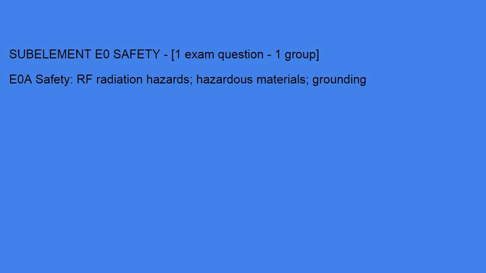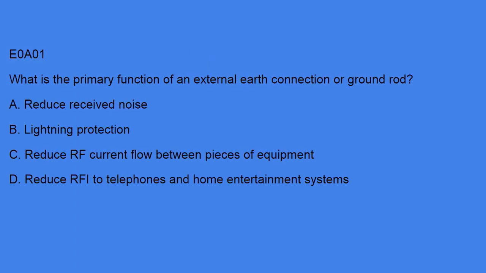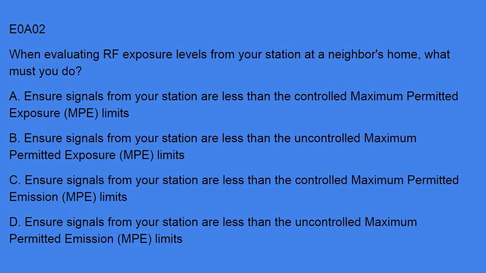Subelement E0 covers safety. One exam question comes from the one group here. E0A covers safety, RF radiation hazards, hazardous materials, and grounding. E0A01, what is the primary function of an external earth connection or ground rod? And that is lightning protection.